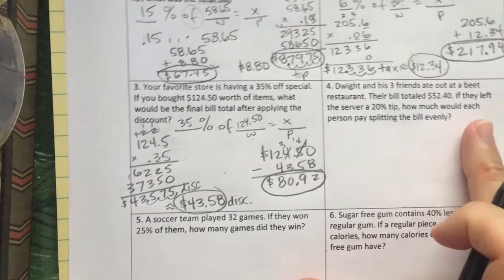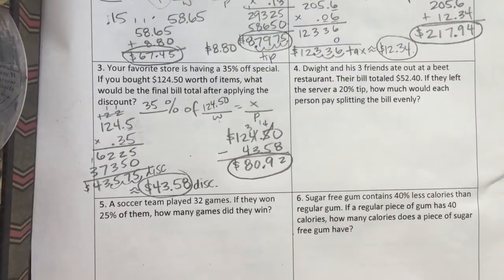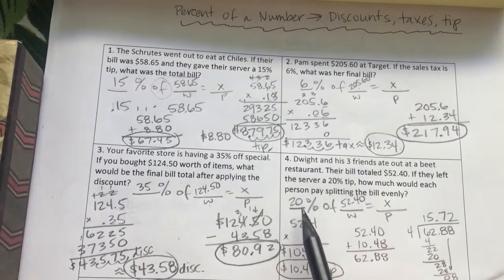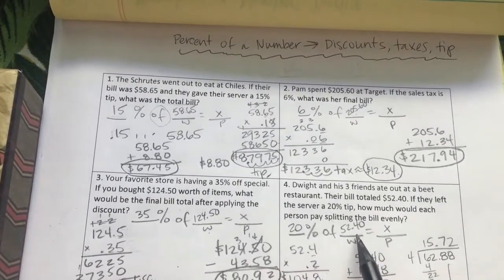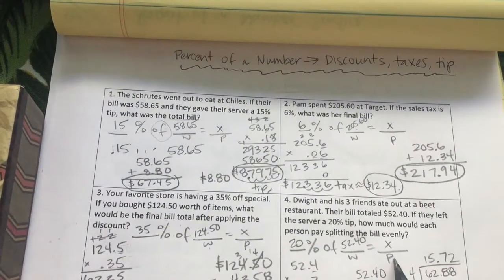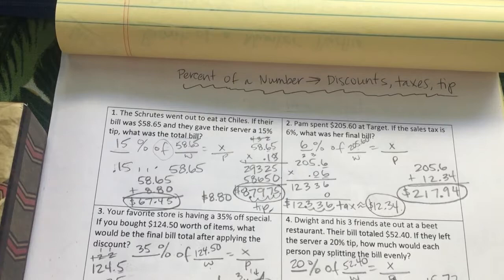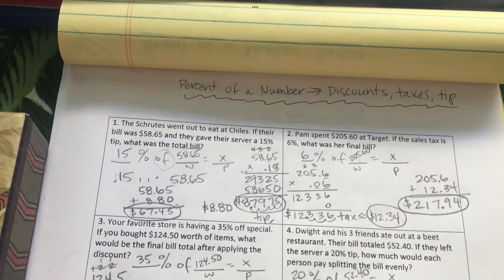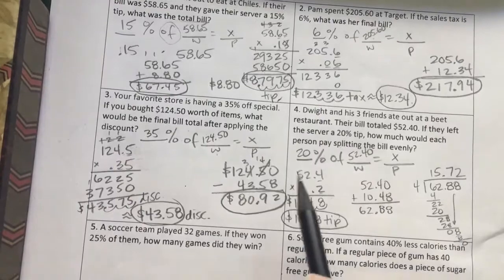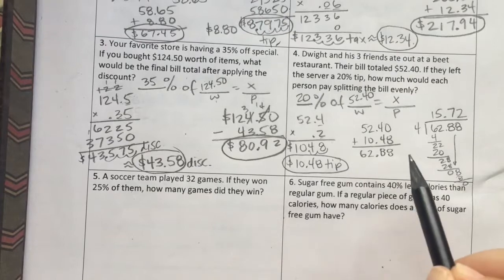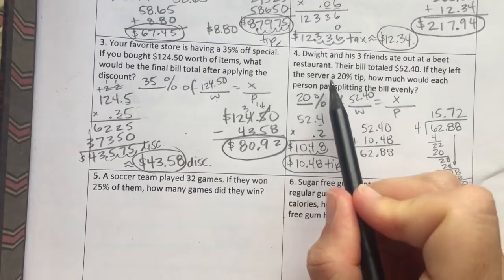All right, go ahead and try setting up number 4. Okay. Your setup should have been 20% of 5240 equals X. We are trying to calculate the part, which in this problem was a tip. The part represented a tip. So we did our multiplication. Your tip should have worked out to be $10.48.